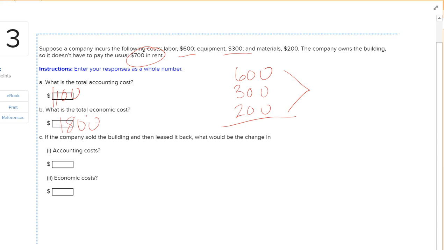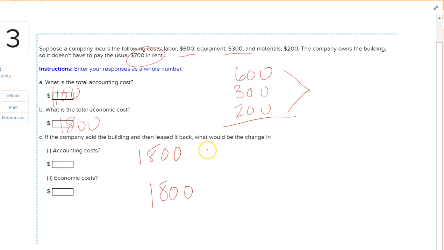Finally, if the company sold the building and leased it back, what would be the change in accounting costs? So instead of having that as an opportunity cost, that $700 in rent, if we're leasing it back for the business, then we're now paying $700 in rent, and that becomes an explicit cost. So our accounting costs would now be $1,800, and our economic costs would be the same. They'd be $1,800. There's no implicit cost anymore. It's an explicit cost now.